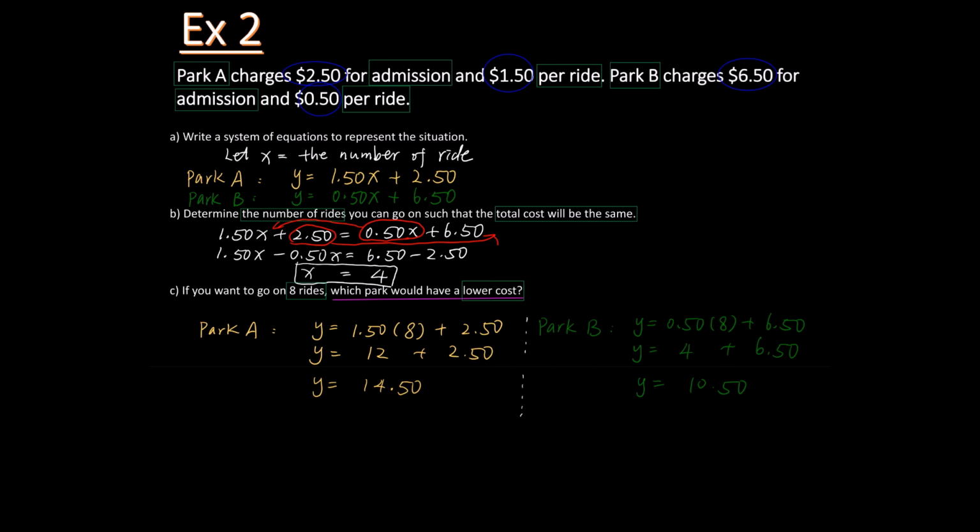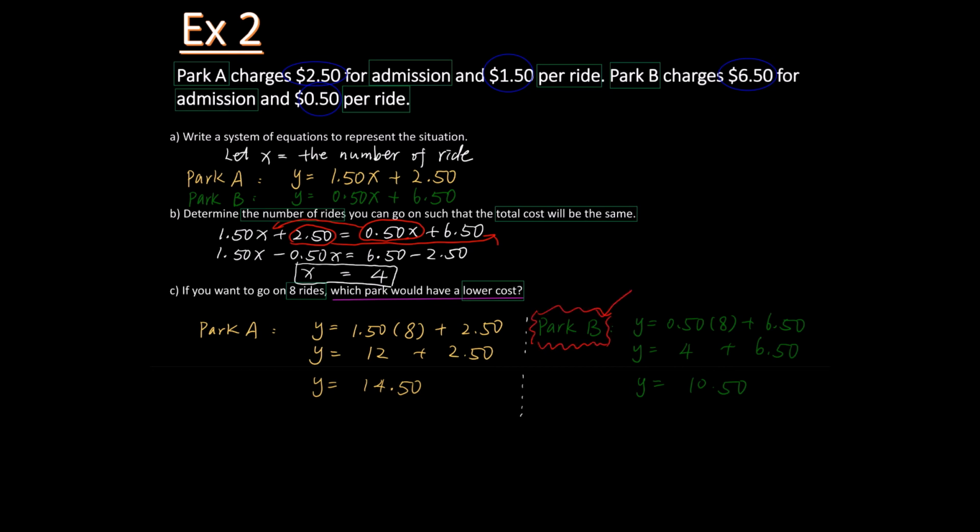This means if you go on 8 rides, Park A will charge $14.50 and Park B will charge $10.50. It's not hard to tell, Park B has a lower cost.